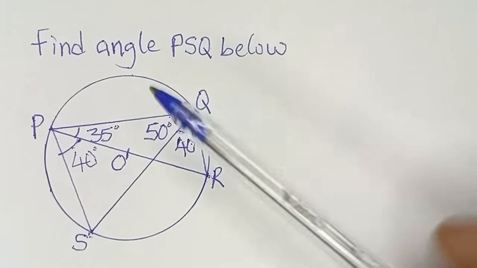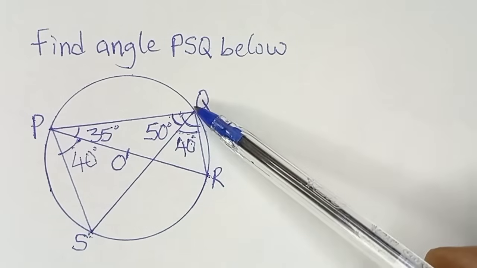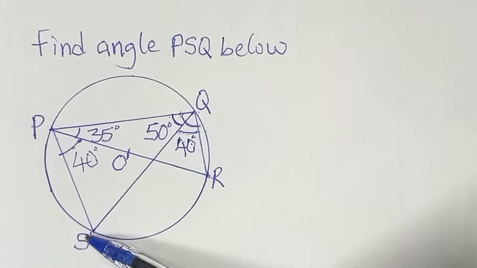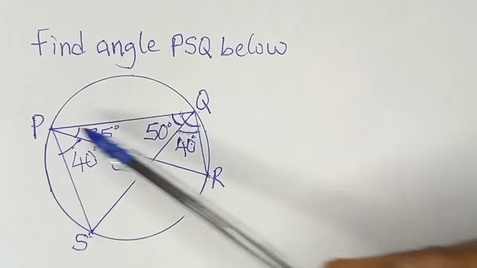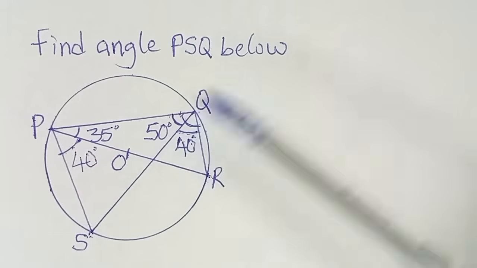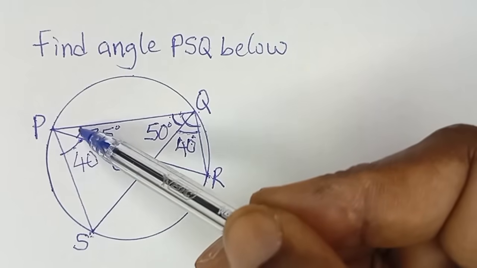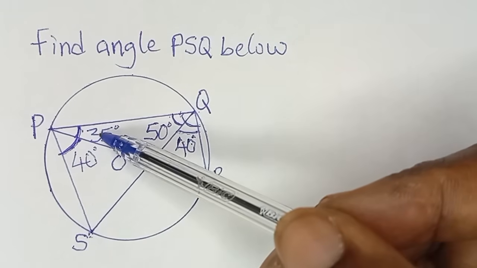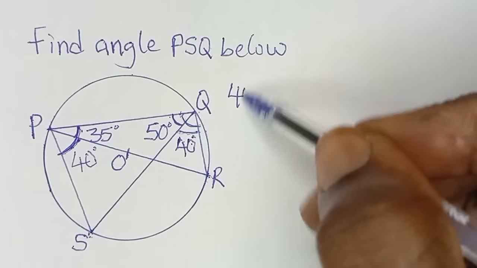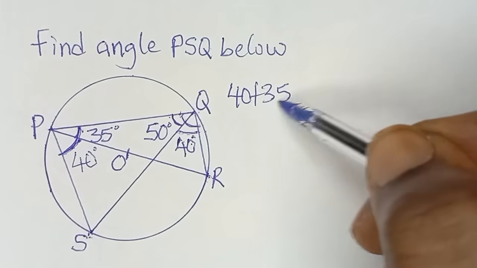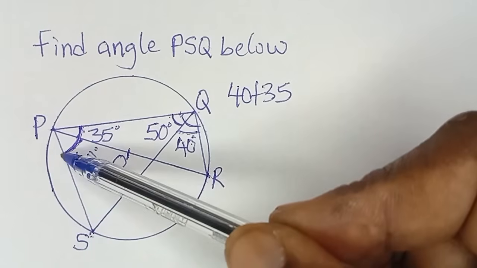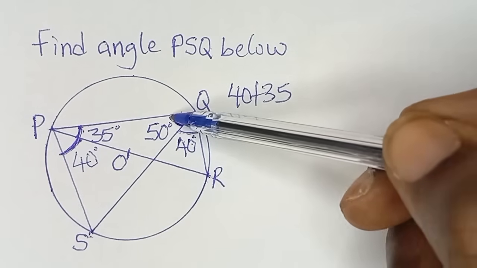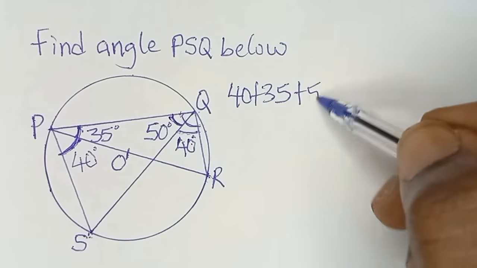Now we can take triangle PQS. Let's take the three angles in triangle PQS. The first angle is this angle, the whole of which is 40 plus 35. Then the second angle in the triangle is this angle here, which is 50 degrees, so I say plus 50 degrees.